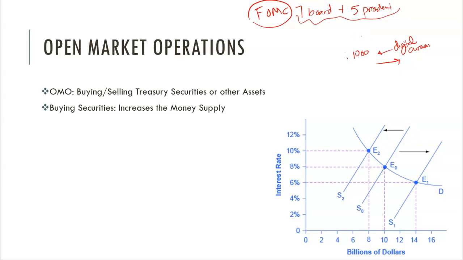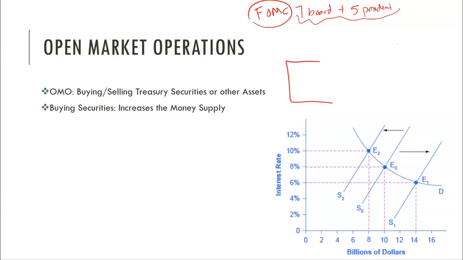So anytime the Fed purchases a security, they have to create a digital currency to do so. They do not have just a bank account of their own or a certain limited number of dollars. Any amount of digital currency they create is just added to the economy.